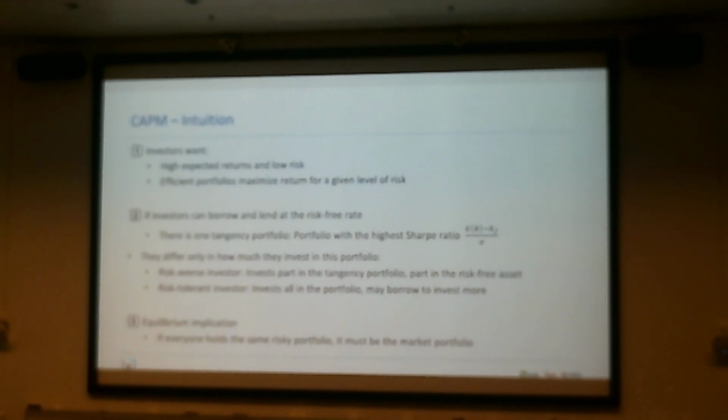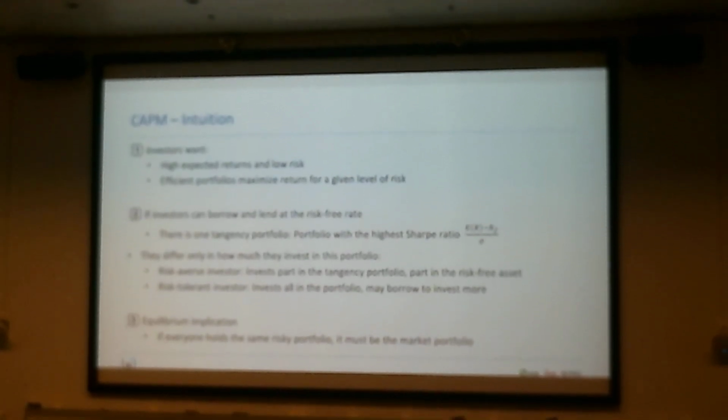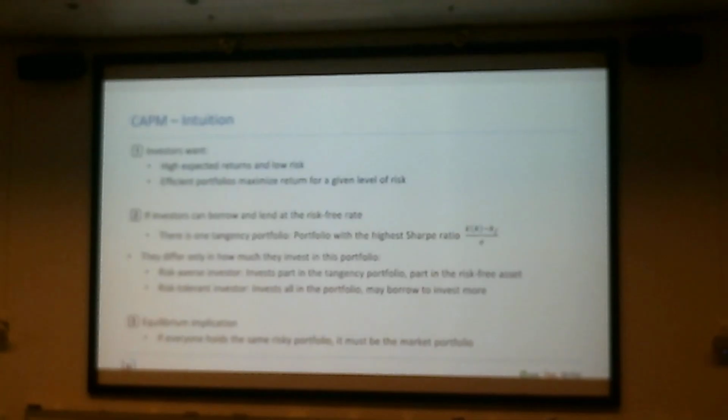And that was the slope of the line. So we wanted the line with the highest slope, which just touched the overall set of efficient portfolios. And that gave us the tangent portfolio. So this was the most efficient portfolio, and everyone wants to invest in that. And if you can borrow and lend, then you can combine this most efficient portfolio with a risk-free asset. And since we're talking about an equilibrium, we assume that everyone holds the same risky portfolio, which then is the market portfolio.